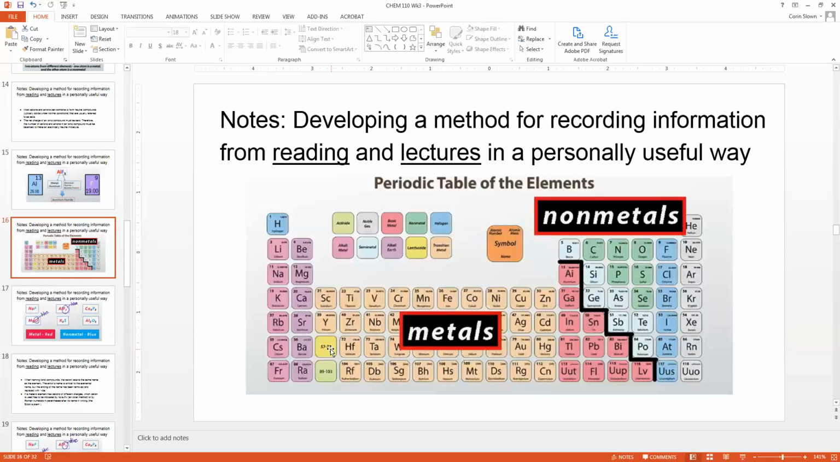So if you're wondering, well, where do I find these compounds? On your periodic table, everything to the left of these steps, we consider metals. Everything to the right of these steps we consider nonmetals. It's going to be really helpful for us as we go forward.